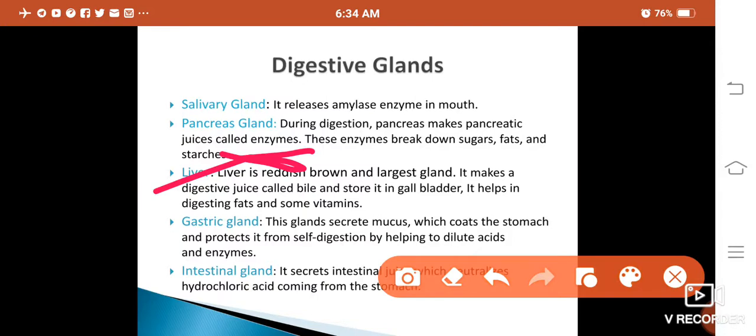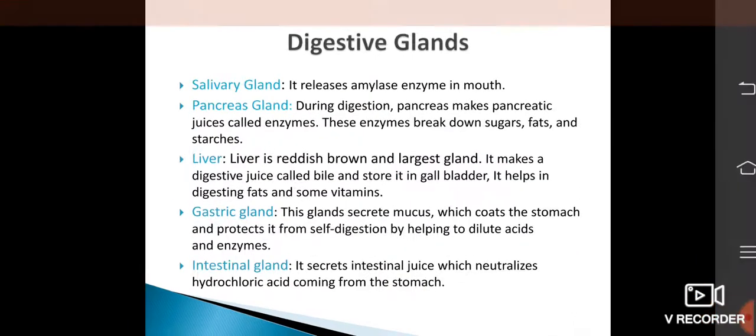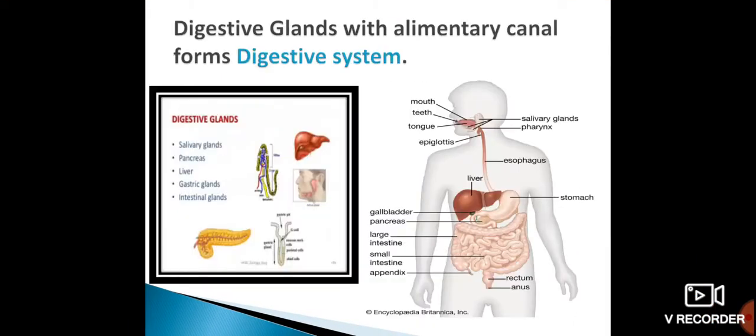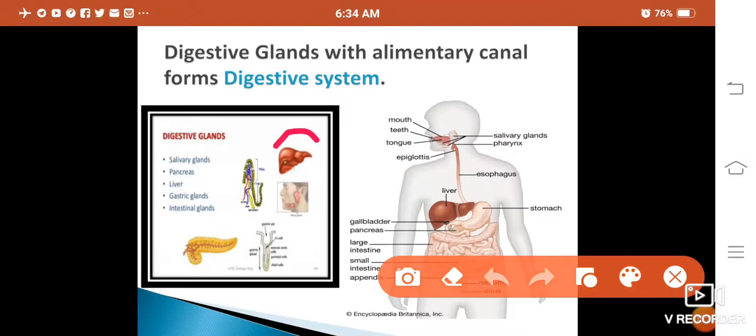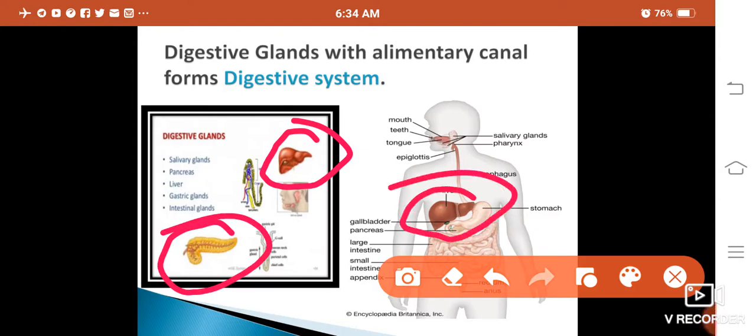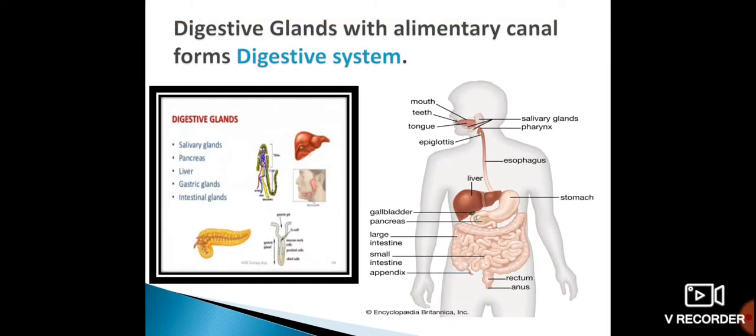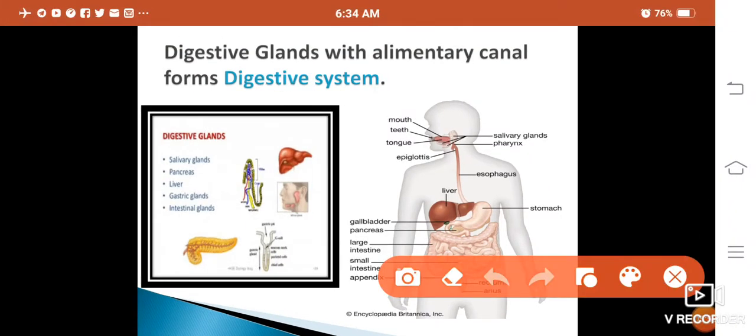The liver is a reddish brown and the largest gland. Make sure the liver is the largest gland of the body, and you can see its color, that it is reddish brown. See, this is the liver. This is the pancreas. This is the liver. And you can see the pancreas. Where is the pancreas? Here is the pancreas, below the stomach.